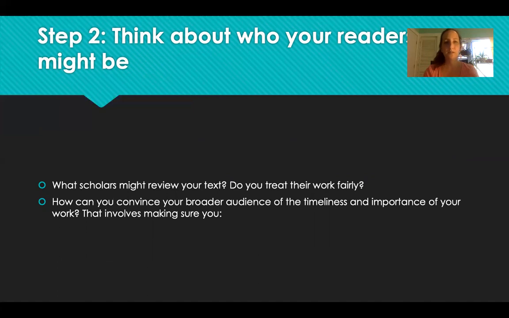When you think about what scholars might review your text, it's probably people who've been publishing on these subjects recently. Do you treat their work fairly? Are you citing them? Are you just being critical and dismissing them out of hand? Or are you making a case for how your work complements, extends, engages with what they've already done? And how can you convince your broader audience of the timeliness and importance of your work?